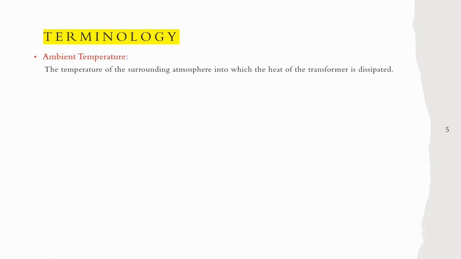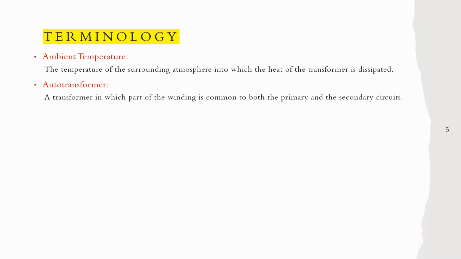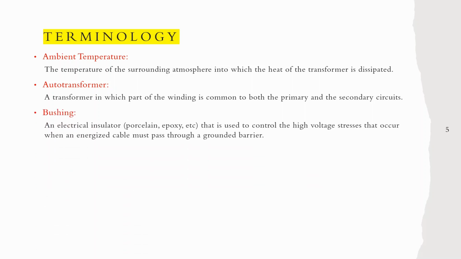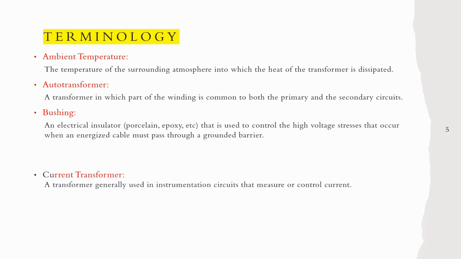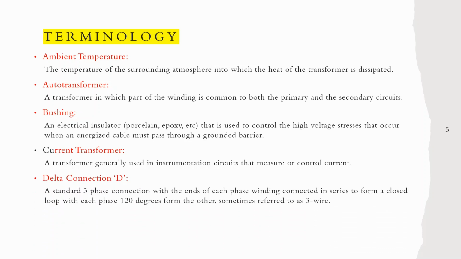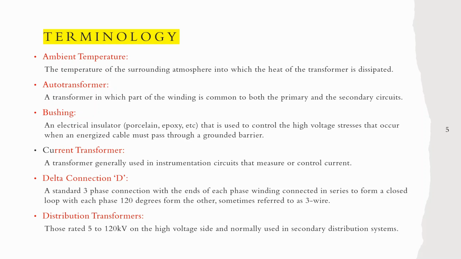So now our terminology. What is the terminology? Ambient temperature: the temperature of the surrounding atmosphere into which heat of the transformer is dissipated. Autotransformer: a transformer where part of the winding is common to both primary and secondary circuit. So boosting, as you can see. Current transformer. What is the current transformer? Delta connection, that is D.